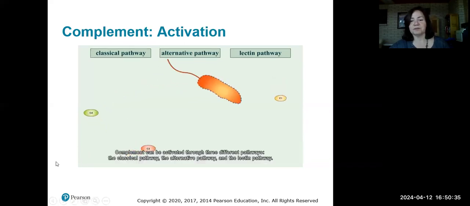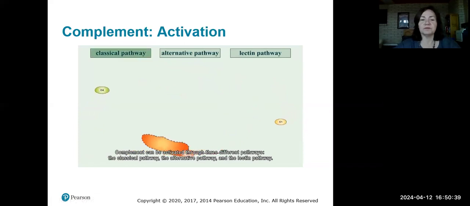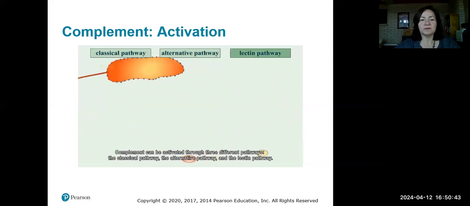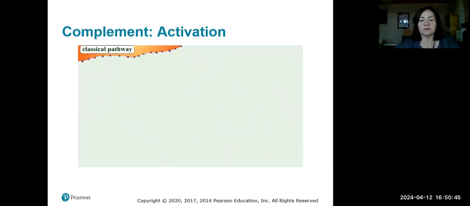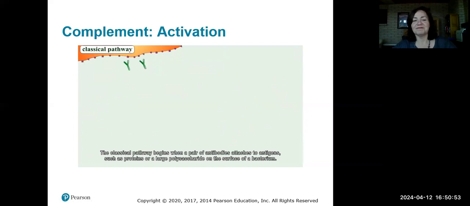Complement can be activated through three different pathways: the classical pathway, the alternative pathway, and the lectin pathway. The classical pathway was the first activation pathway of the complement system to be discovered. The classical pathway begins when a pair of antibodies attach to antigens, such as proteins, or a large polysaccharide on the surface of a bacterium.